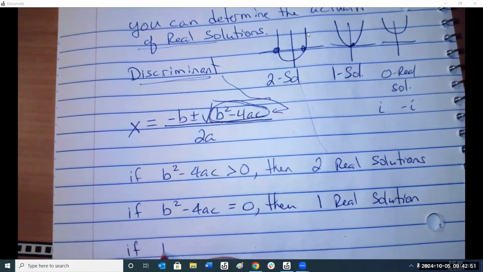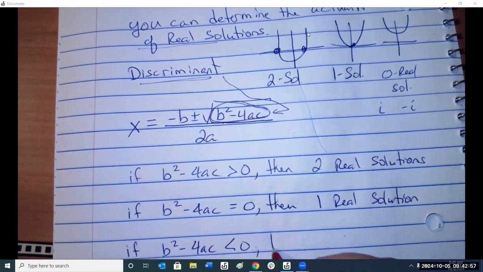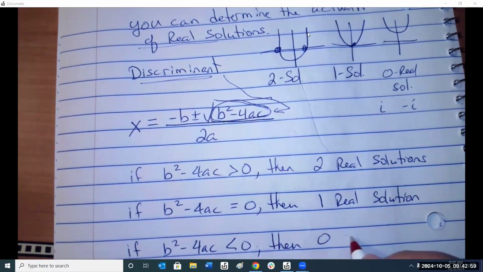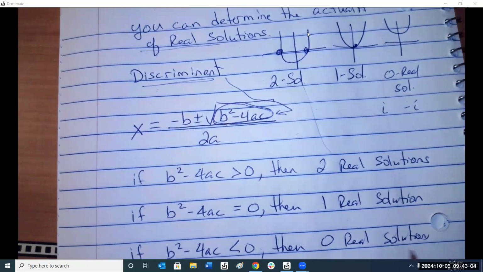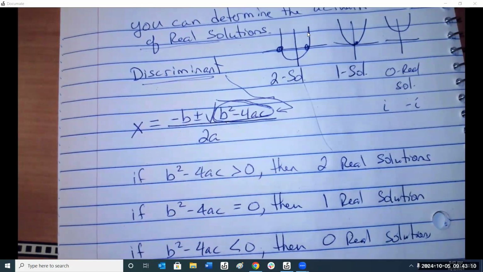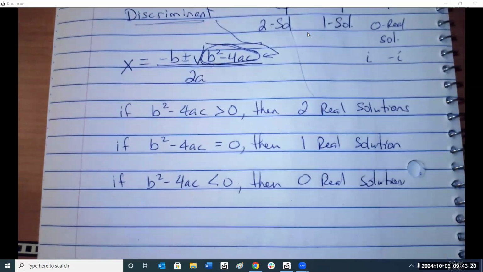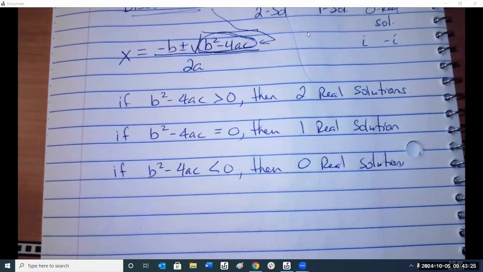And then lastly, if the discriminant is less than 0, then no real solutions. Because if that's negative, then we have an imaginary term. Right? And once it's imaginary, there's no way we can graph it. Right, so before we start anything, we can say exactly how many solutions we're supposed to have.